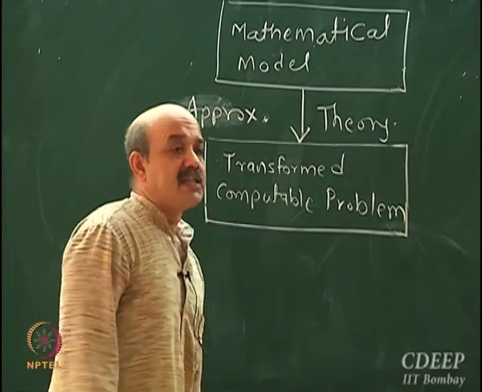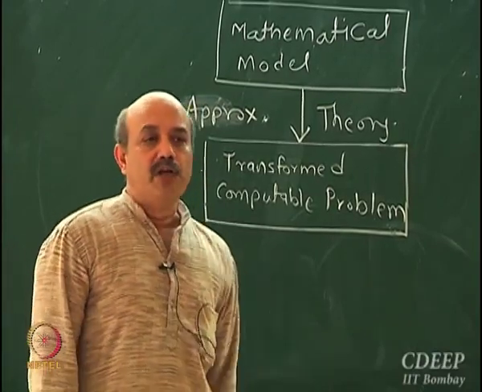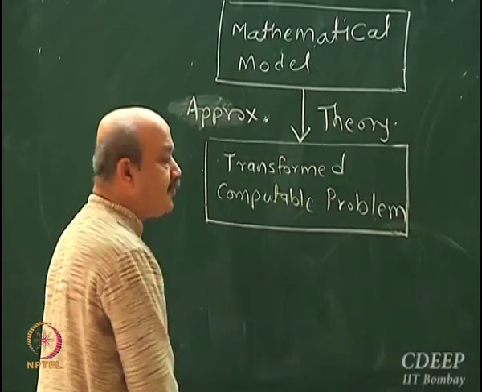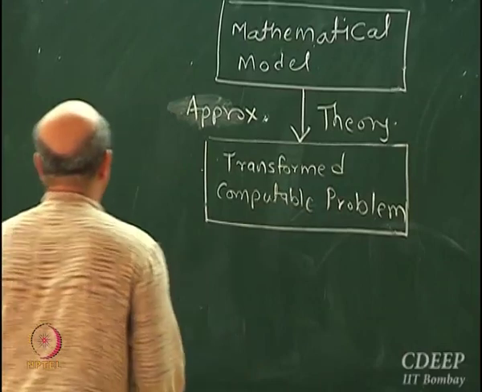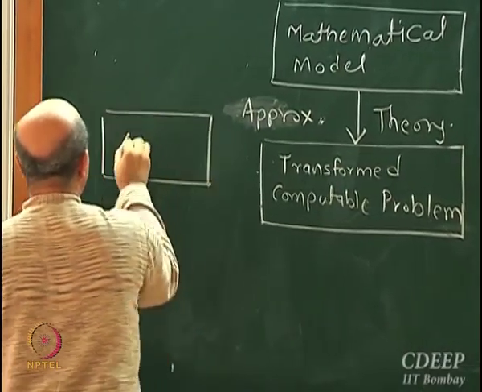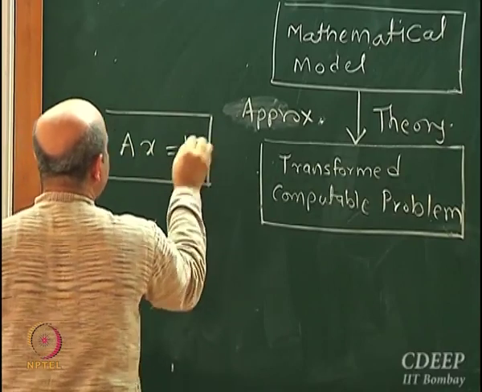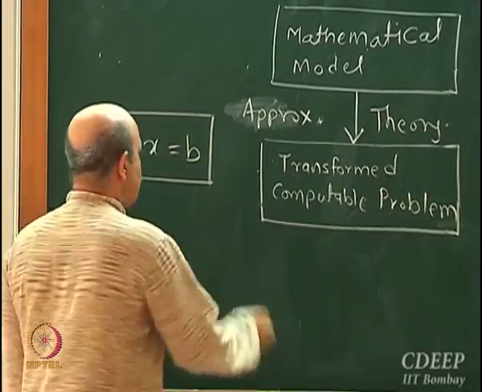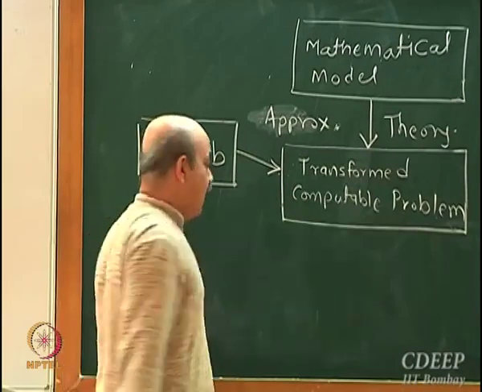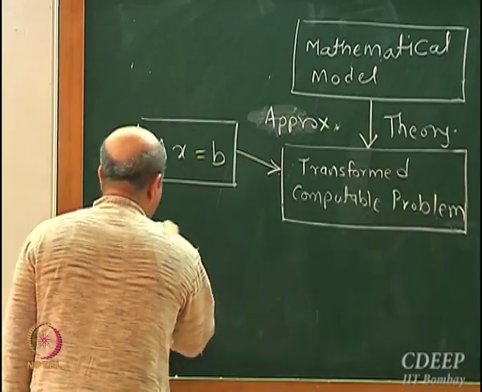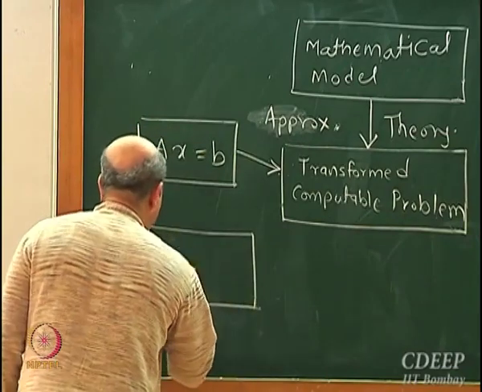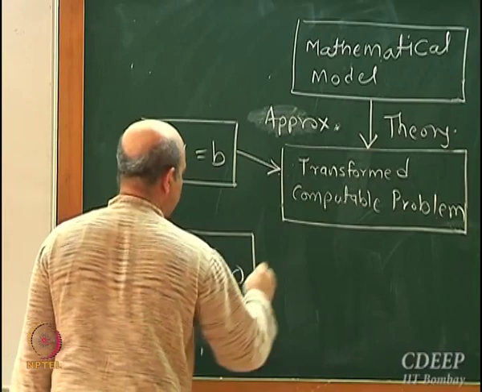Then we said there are four different approaches, or tools, typically to solve this problem. I am going to cover three of them. One is solving Ax equal to b. It could be using this tool to solve this problem, or I could be solving f of x equal to 0.